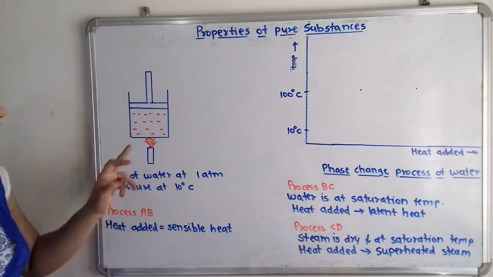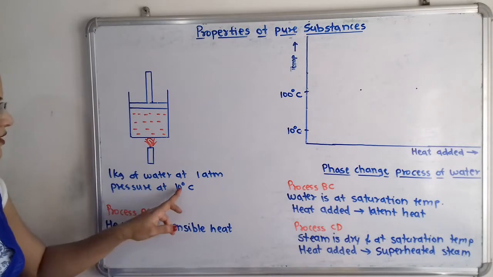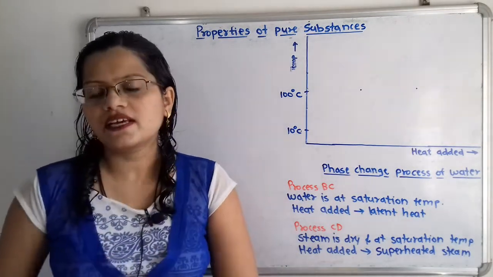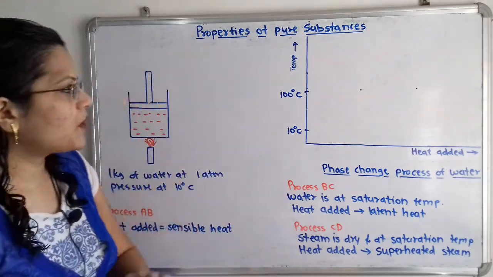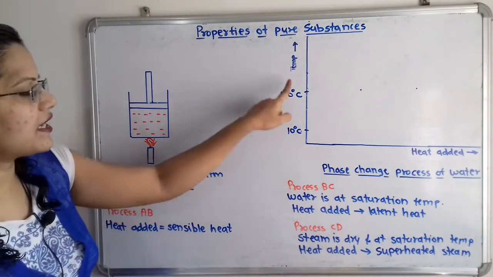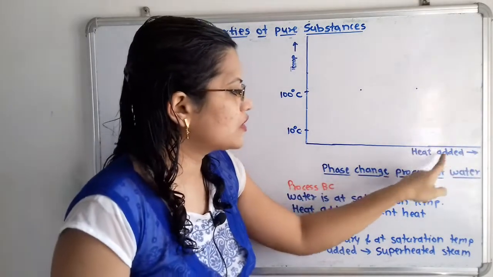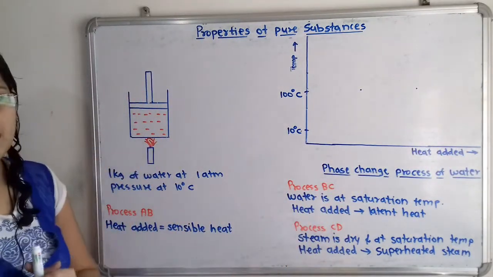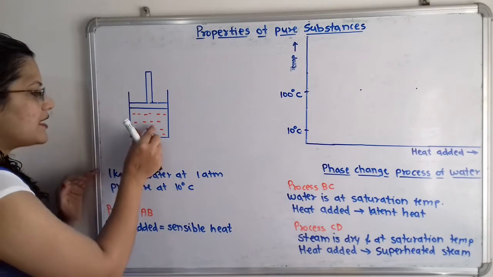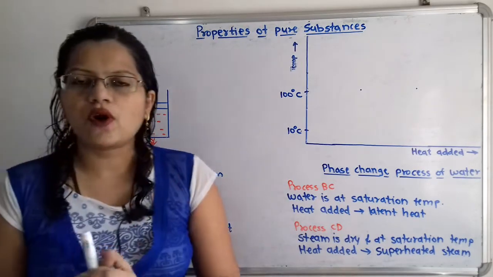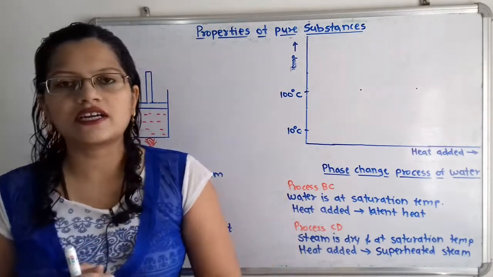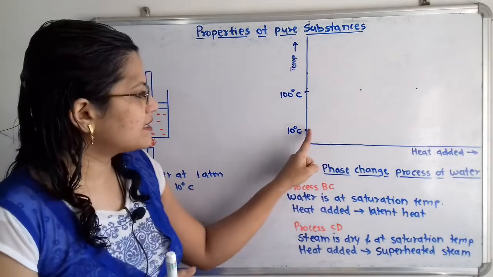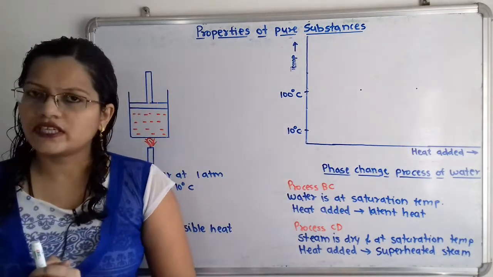Now as the heat is added to water at 10 degrees Celsius, what will happen? Its temperature will increase. We will plot temperature on the vertical axis and heat added on the horizontal axis. So we have to add the heat constantly. This 10 degrees Celsius water will reach 100 degrees Celsius, and as the heat is added, its temperature will also increase.